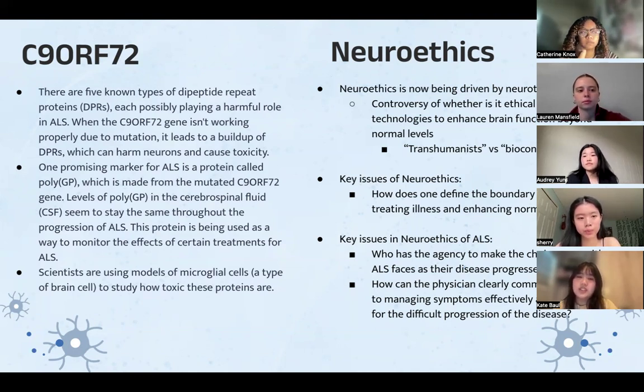And then it brings up the key issues of neuroethics: how does one define the boundary between treating illness and enhancing normal function? And the key issues in neuroethics of ALS are who has the agency to make the choices one with ALS faces after the disease progresses, and how can the physician clearly communicate how to manage symptoms effectively and prepare for the difficult progression of the disease.